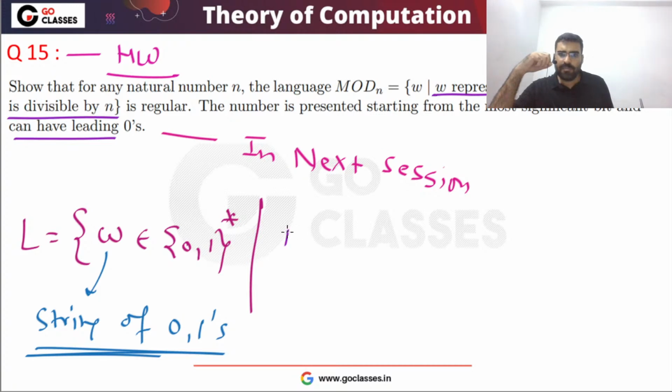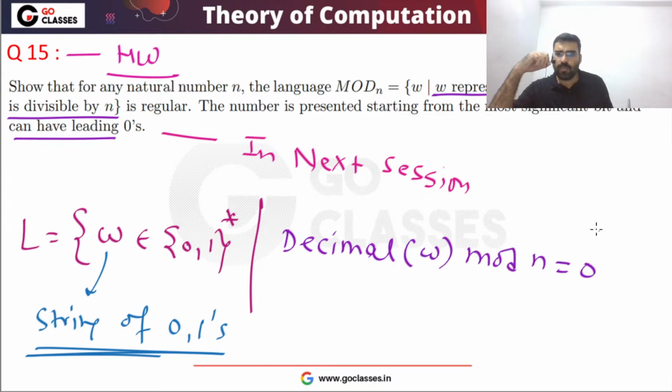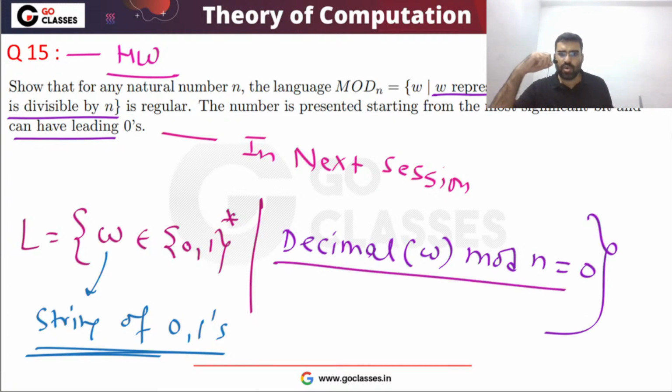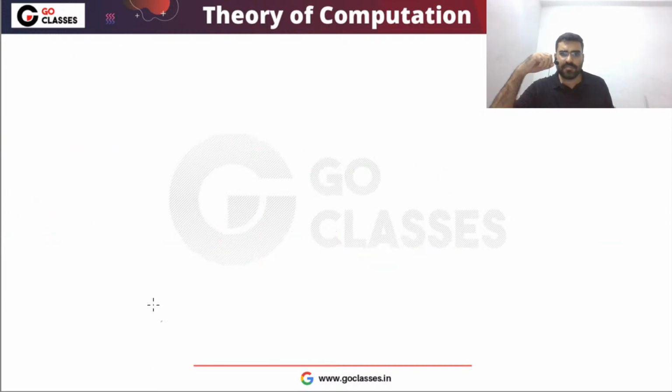Basically, the question is saying that W is a binary number which is divisible by n. It means the decimal value of W, when you divide by n, the remainder will be 0. This is your language. And for this language, you can create an n state DFA.